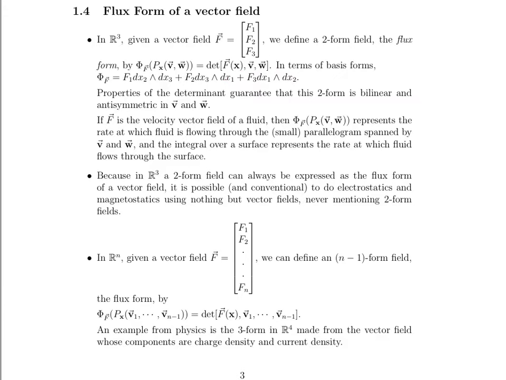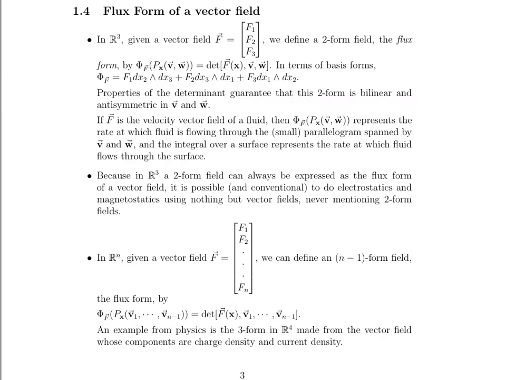It has physical significance. If F happens to be a velocity vector field of a fluid, then this flux form represents the rate at which fluid is flowing through the small parallelogram that's spanned by V and W. And integrating this flux form over an entire surface would represent the rate at which fluid flows through the whole surface.